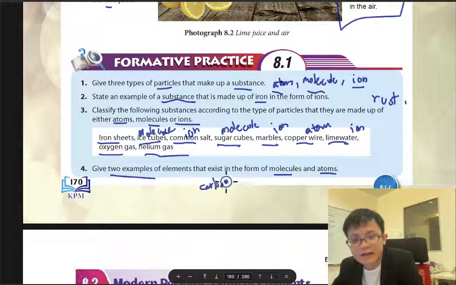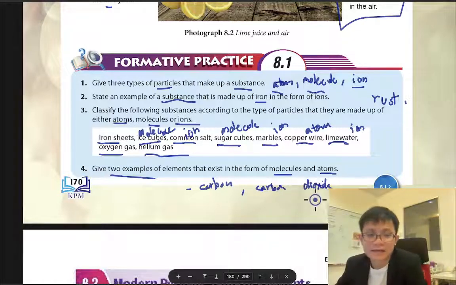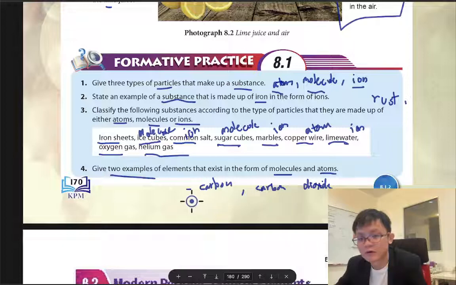Carbon, the one that we use in the pencil, or carbon dioxide. Carbon dioxide is a gas. So carbon is the atom, and carbon dioxide is the molecule. Or we can use sulfur.